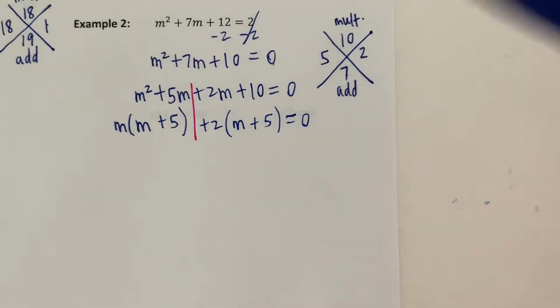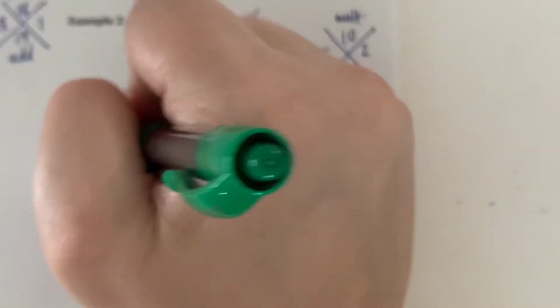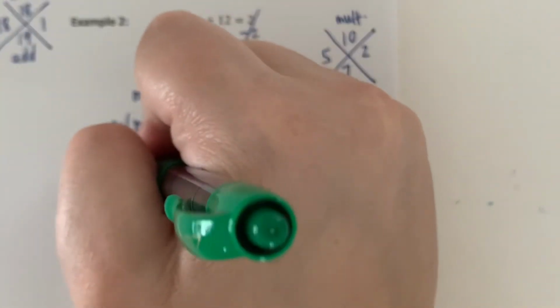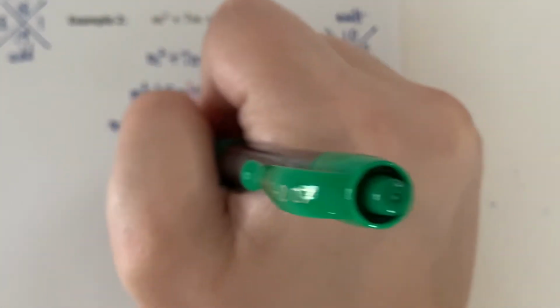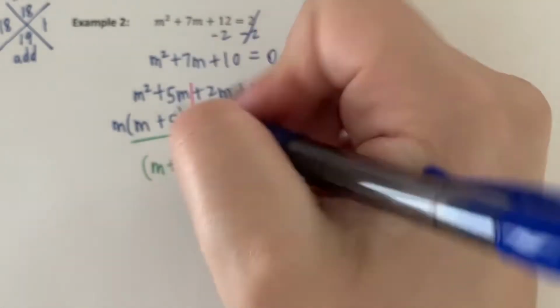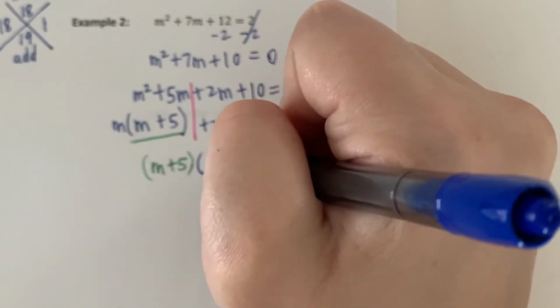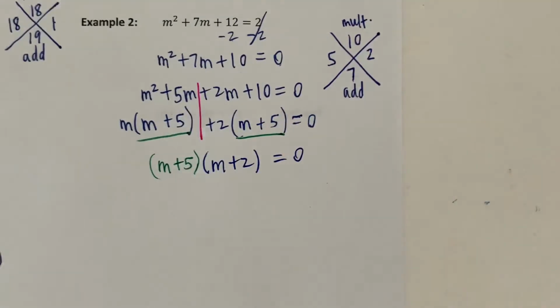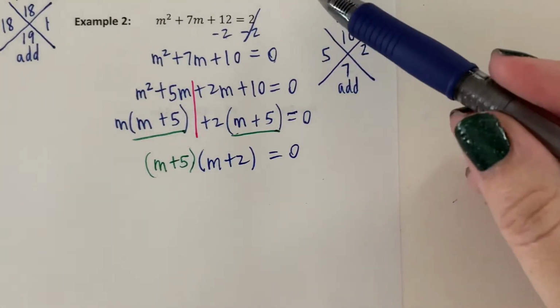So now I can see that I do have a common polynomial factor. So one of my factors is m plus 5. My other factor is my leftovers. I have an m plus 2. It's equal to 0. And so this piece is review.